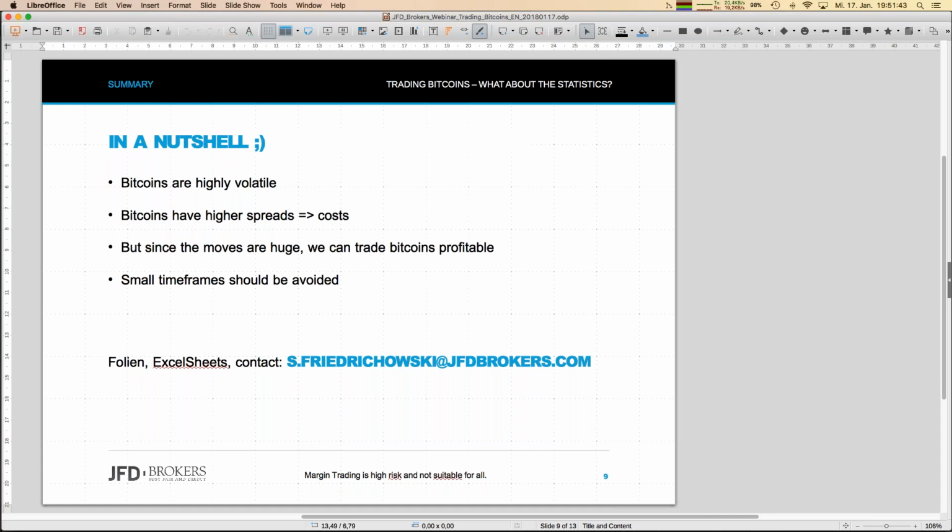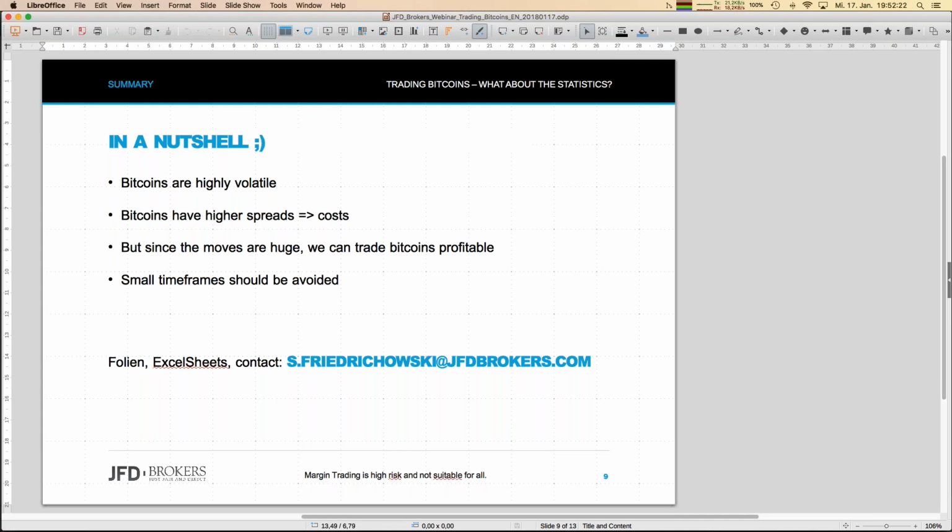Why can we trade Bitcoins profitably with known strategies? The reason is simple, that the moves are high enough that it balances the costs, and that finally we can turn that even to profitable trades. So if we are on the right side, then the move is that big that we can get our profits. If we don't have those huge moves and still would have the same kind of costs, then it would ruin our trading with any strategy.